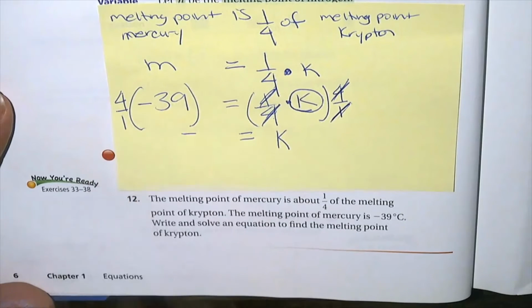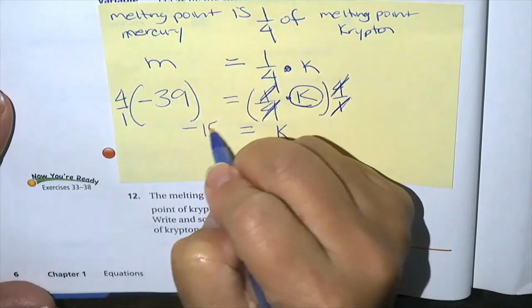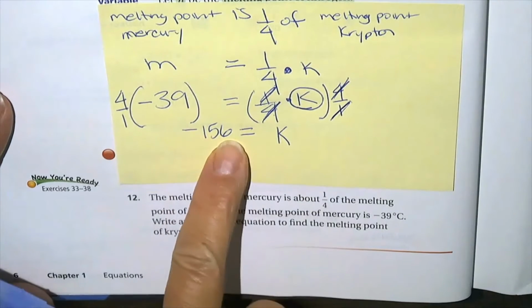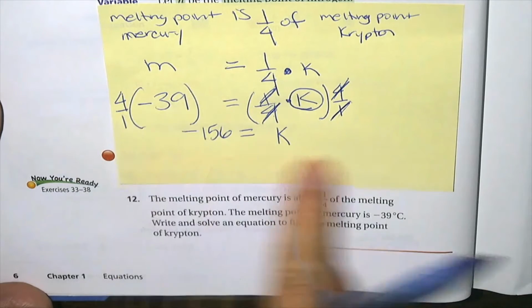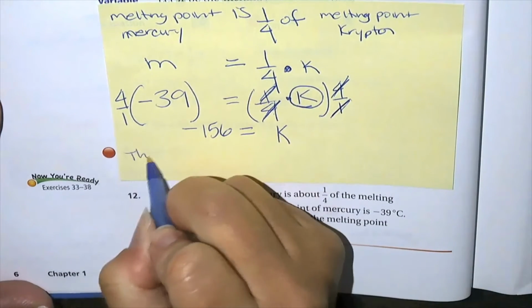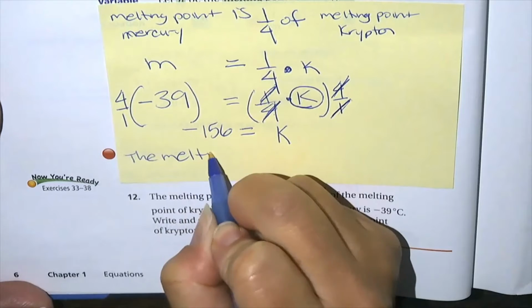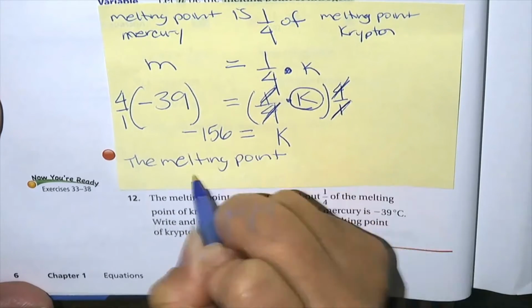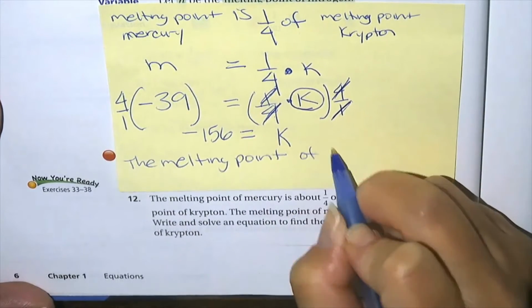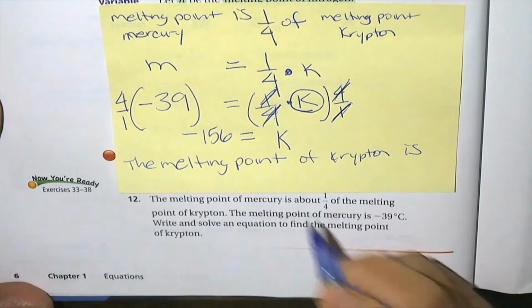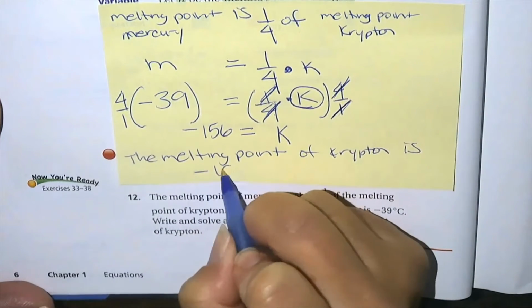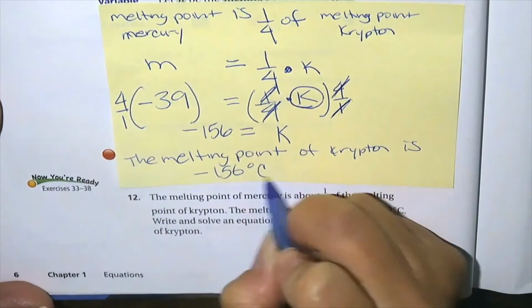4 times 39 is 156. So -156. Now, just getting a number is not okay. You have to understand what that number means. So what this is telling us is the melting point of krypton is -150 degrees Celsius.